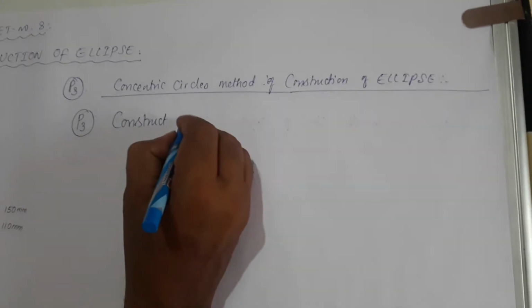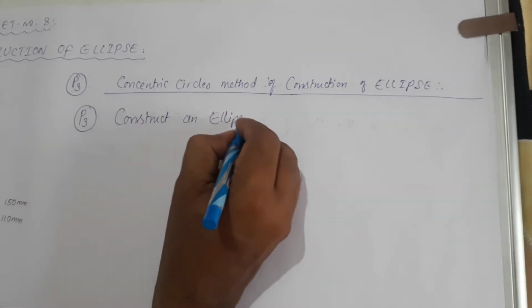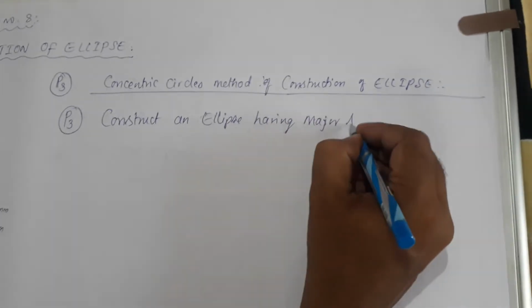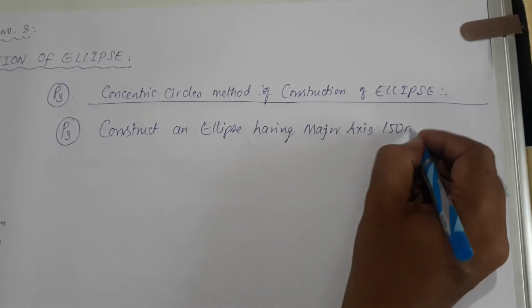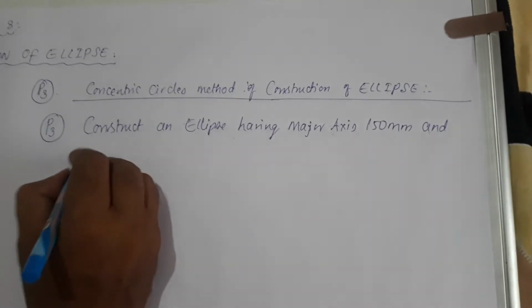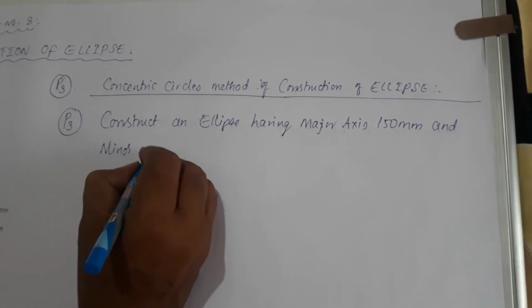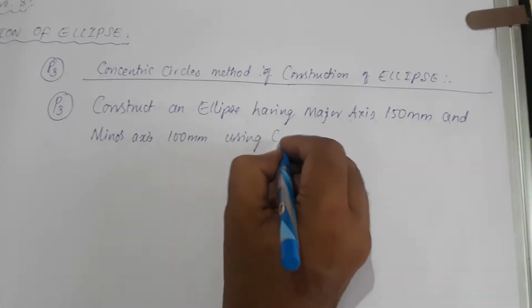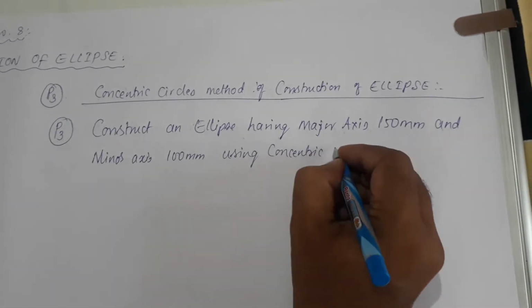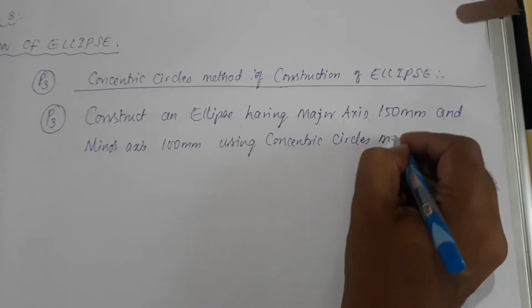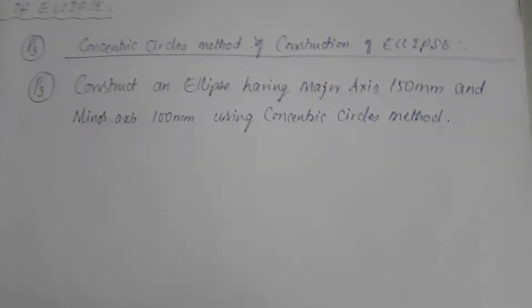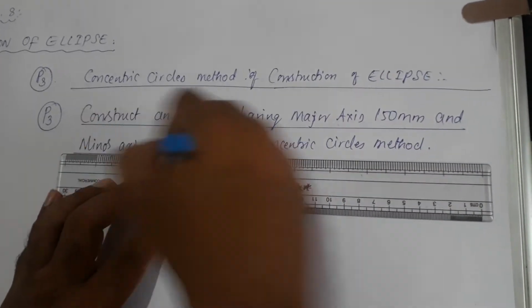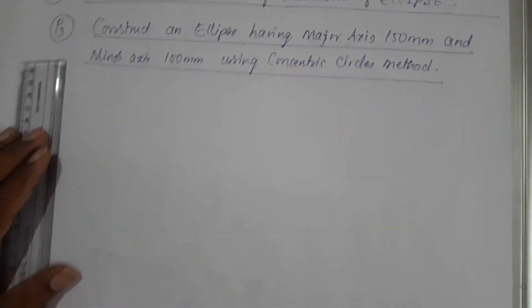Construct an ellipse having major axis 150 mm and minor axis 100 mm using the concentric circles method.